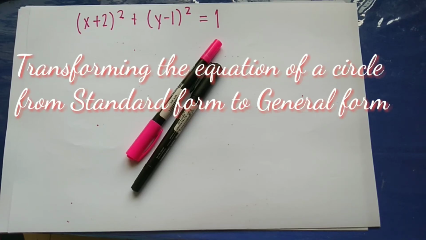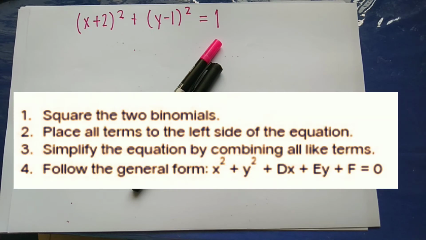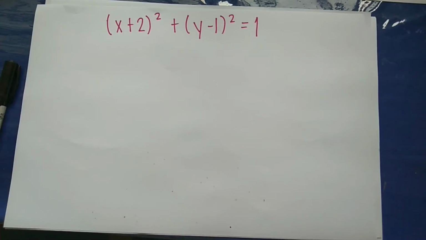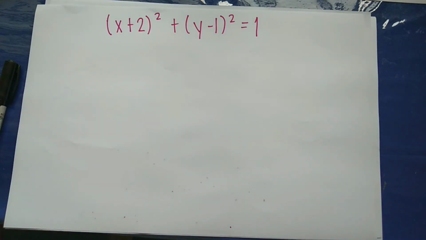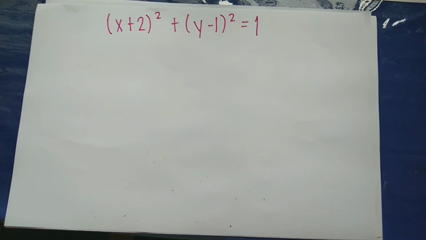When transforming the general form of the equation of a circle into standard form, we use the completing the square method. To change the equation of a circle from its standard form to its general form, we will expand the equation. And we should follow the following steps. Example, transform this equation to its general form. For step number 1, square the two binomials.